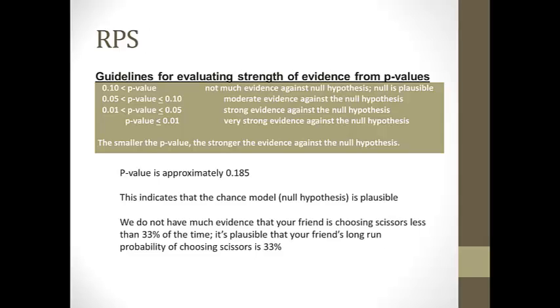Thus, our p-value of approximately 0.185 indicates that the chance model is plausible. So, we do not have much evidence that your friend is choosing scissors less than 33% of the time. It's plausible that your friend's long-run probability of choosing scissors is, in fact, 33%.